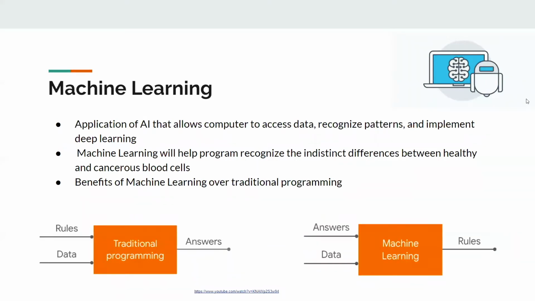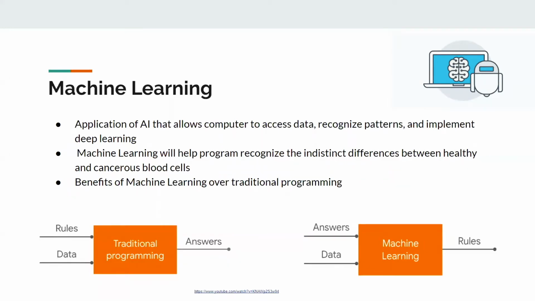So our project uses machine learning, which is an application of AI that allows computers to access data, recognize patterns, and implement deep learning techniques. Loading data into a machine learning program to test and train images will help the computer to learn using AI without explicitly programming the data. This algorithm will teach our program to recognize indistinct differences between healthy and cancerous blood cells. Using machine learning over traditional programming saves thousands of lines of code by teaching the program to detect patterns and recognize data, instead of explicitly programming the model to detect and classify these patterns.